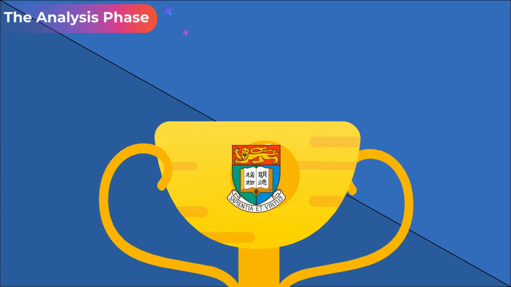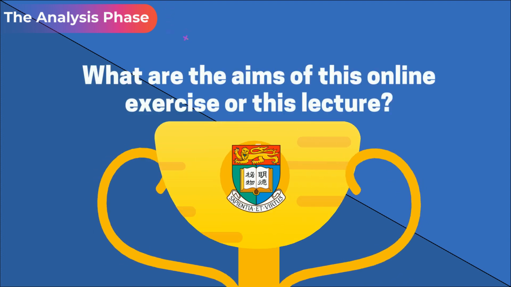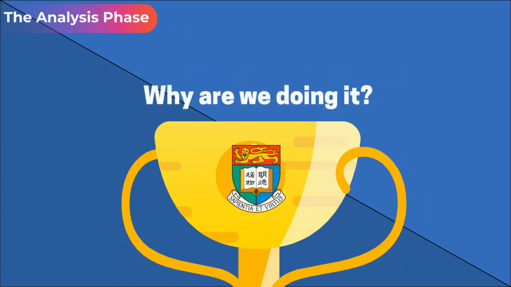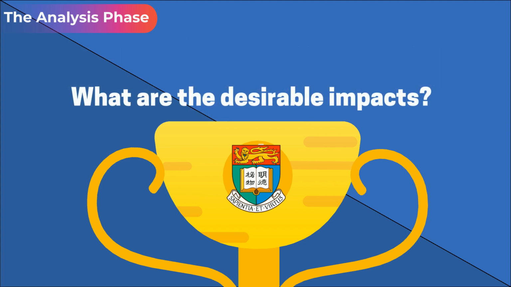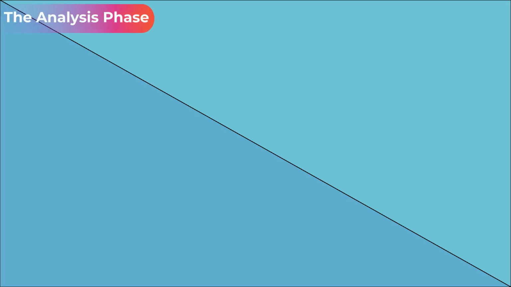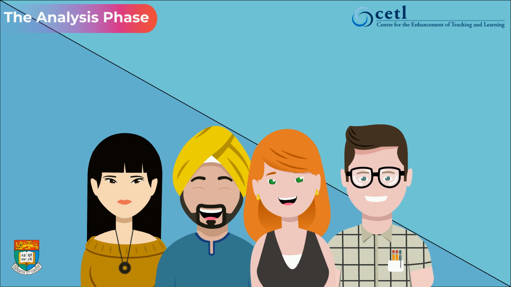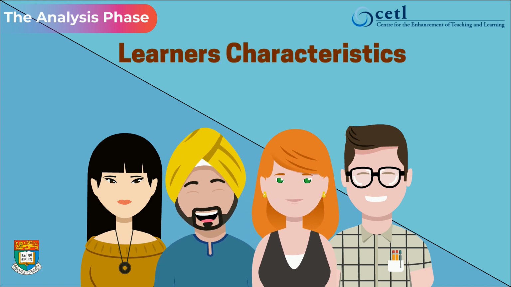Some of the questions are, what are the aims of this online exercise or lecture? Why are we doing it? What are the desired learning outcomes in terms of knowledge, skills, attitude, or behavior? What are the desirable impacts? And things we need to consider in the learner's characteristics considerations.